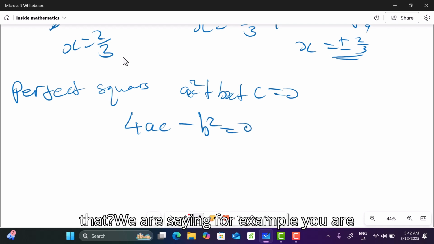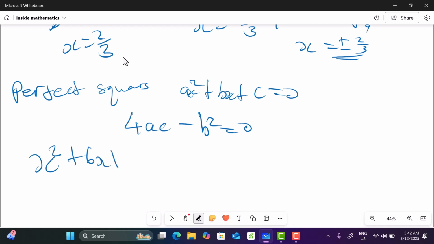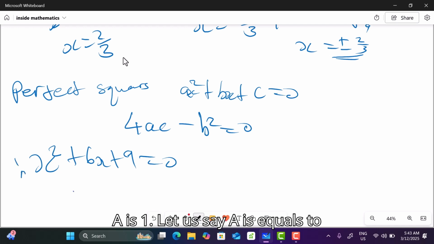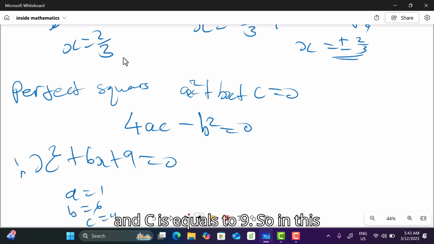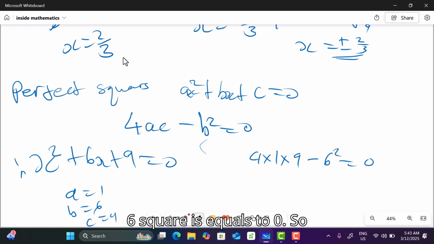What we mean by that is, for example, you are given a question, let's say x square plus 6x plus 9 equals 0. We want to check, is it a perfect square? This quadratic equation should give us 0. And we assume here a is 1, b is 6, and c is 9. So in this equation, we say 4 times 1 times c, which is 9, minus b square, which is 6 square, equals 0.